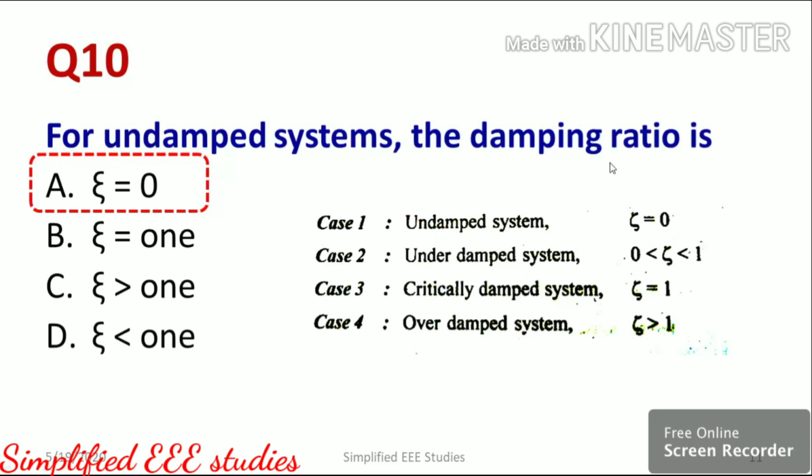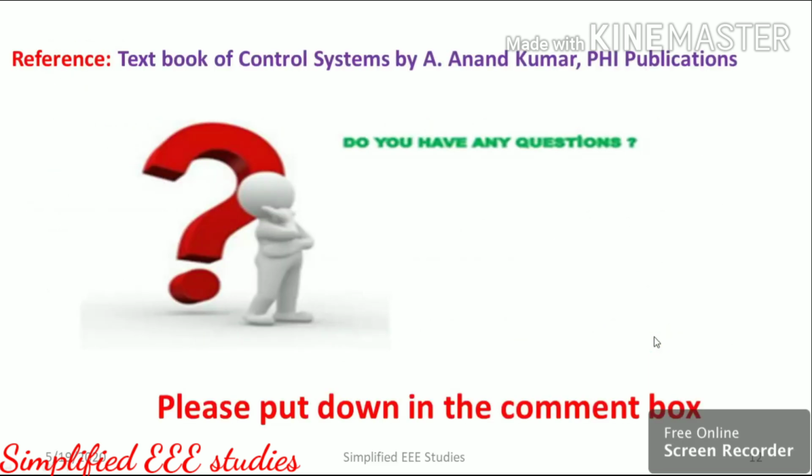For an underdamped system, zeta less than 1. This underdamped system is most preferable. Normally we are using underdamped systems. Now the third case, if a system is said to be critically damped, you can put zeta equal to 1. For an overdamped system, the value of zeta is greater than 1. I have referred to the textbook of control systems written by Anand Kumar.